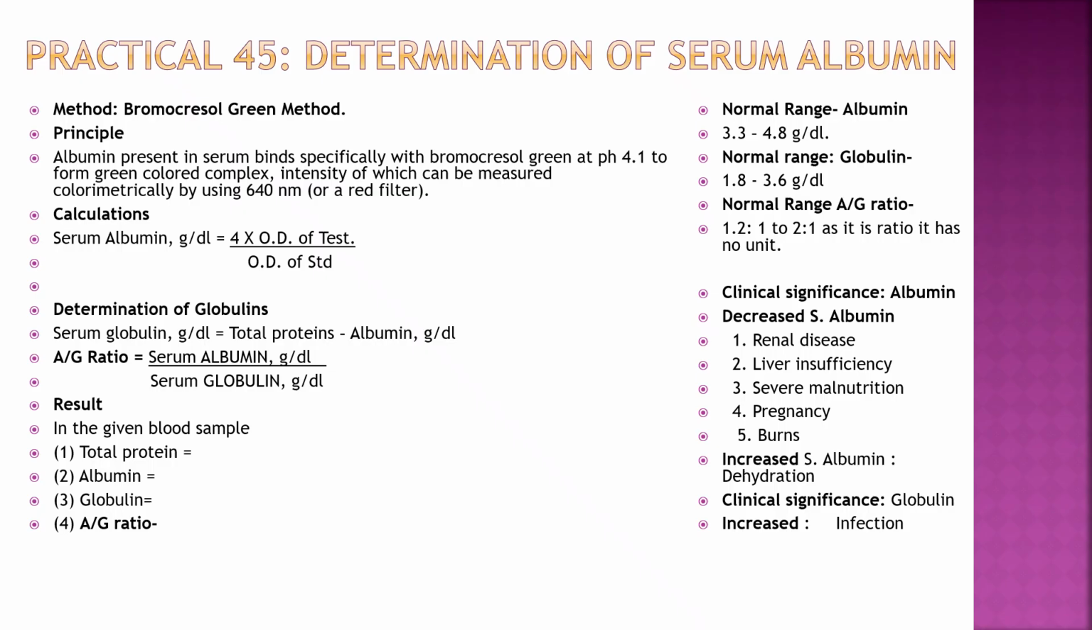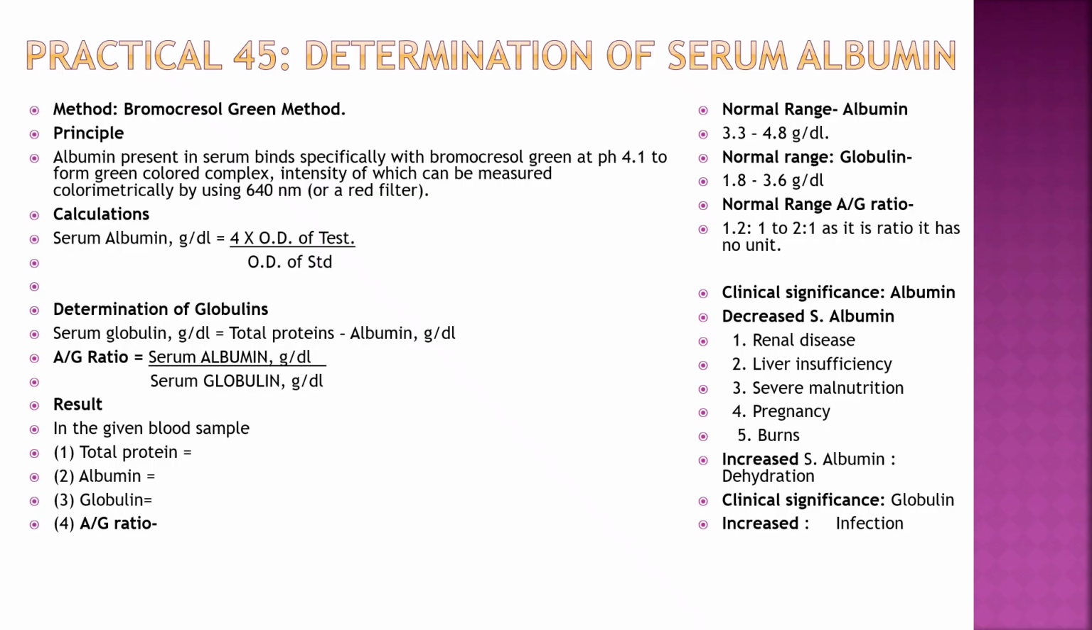So serum albumin is measured, and serum globulin is calculated by the formula total protein minus albumin. The AG ratio, that is albumin and globulin ratio, is taken by serum albumin divided by serum globulin. The normal range of albumin is 3.3 to 4.8 gram per deciliter, and globulin is 1.8 to 3.6 gram per deciliter. The normal range of AG ratio is 1.2 to 1.